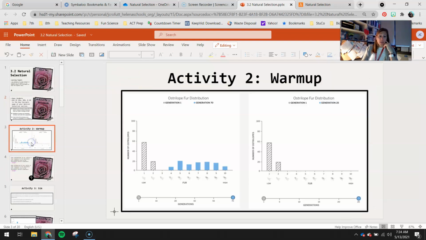All right. Moving on to your warm-up. So you guys have a little histogram here to look at. You guys can notice that we're talking about the first generations right here. So these are different, generation 70 versus generation 25. So this one's the earlier histogram that you see here. Okay. And then you guys notice that we're looking at fur distribution. So how much fur these organisms have.